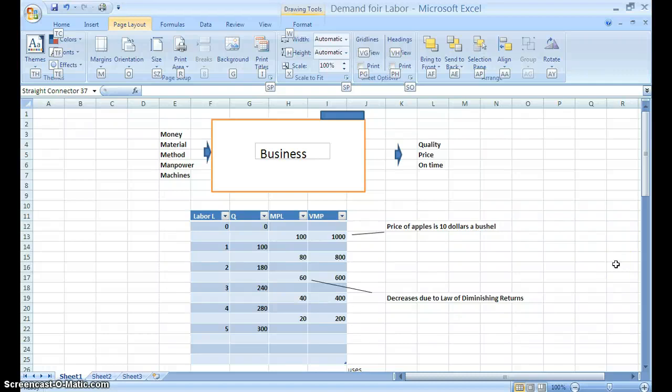I would like to explain what's going on in Chapter 18 of the text, where the discussion of labor and capital are held. Let's say that we are in the executive suite here of a business and we are the managers running the show and we are managing these resources: money, material, method, manpower, and machines. We manage them in the most effective way we can to get the good results for our customer, which is a good quality product or service at a good price and on time.